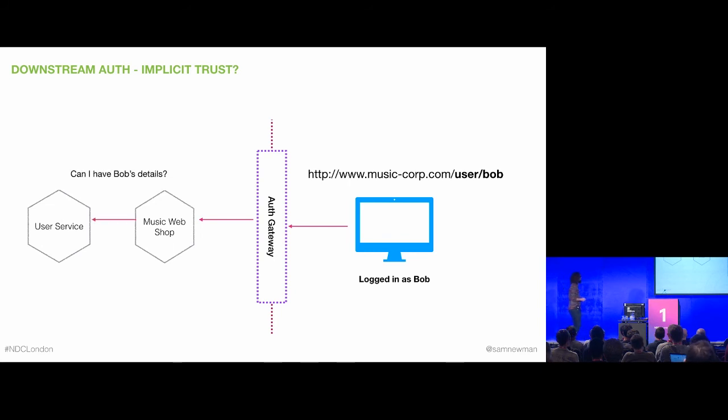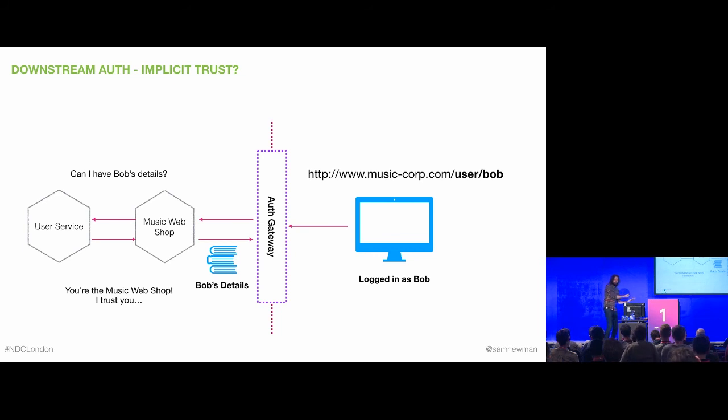So off you go. You go down to the user service and say, can I have Bob's details? And the user service at this point says, well, you're the music shop. I trust you. I've seen you around this place before. You've got the right certificate. You wouldn't ask me to do something I shouldn't do, would you? You're my friend. So the data comes back. Bob's data comes back. And the music web shop uses that to construct a nice profile page. And voila, at this stage, nothing's actually gone wrong. Bob has access to Bob's data. That's nice.